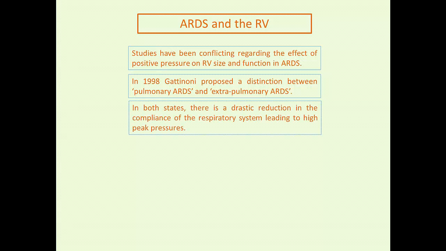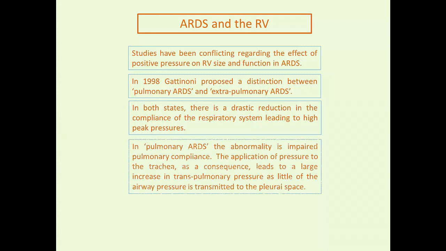And I talk a little bit about this in my introduction to chapters 3-4. But in both states, pulmonary and extrapulmonary ARDS, there's a drastic reduction in the compliance of the respiratory system, that is the lungs and chest wall together, and that leads to high peak and high plateau pressures. But the key distinction is that in pulmonary ARDS, the abnormality is impaired pulmonary compliance. The application of pressure to the proximal trachea that you do with mechanical ventilation leads to a large increase in the transpulmonary pressure, as little of the airway pressure is transmitted to the pleural space. Okay, that's a key distinction.